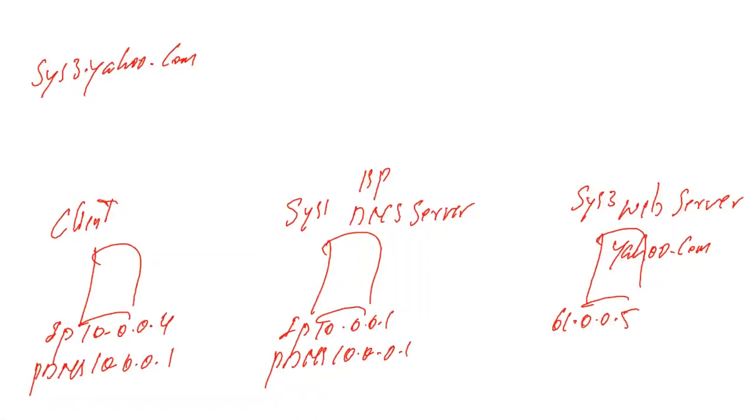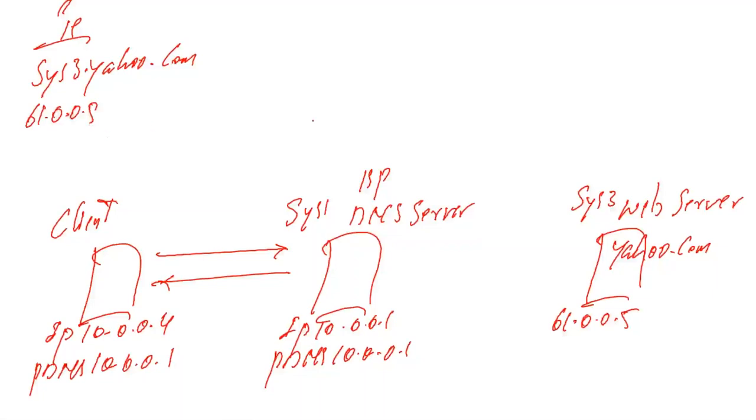Now the user is going to the browser and typing system1.yahoo.com. Once you press enter, my question is: will the first request go to the web server, or will the request go to the DNS server first? The request will go to the DNS server. So what will the DNS server do? It will take the name and resolve it to an IP address. It will give the IP of the web server, that is 61.0.0.5.